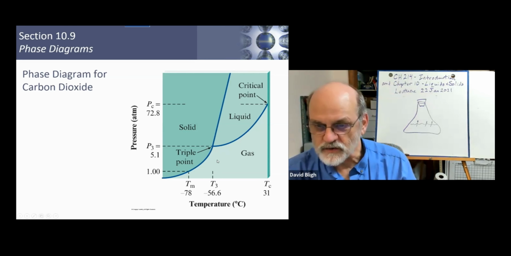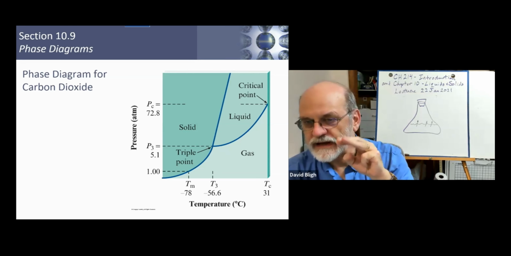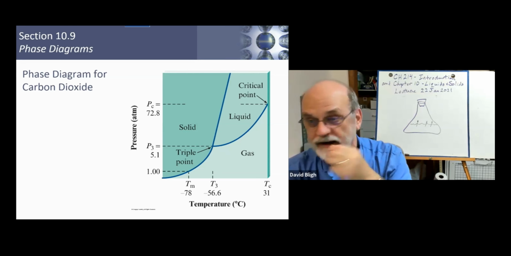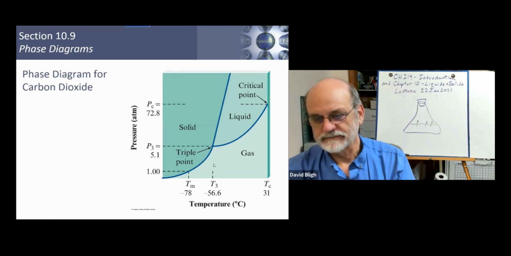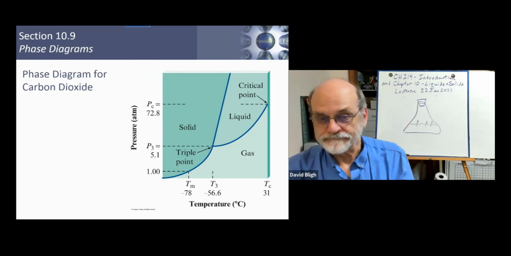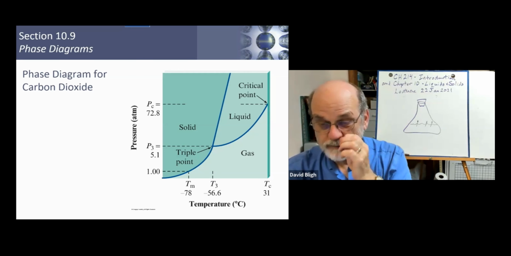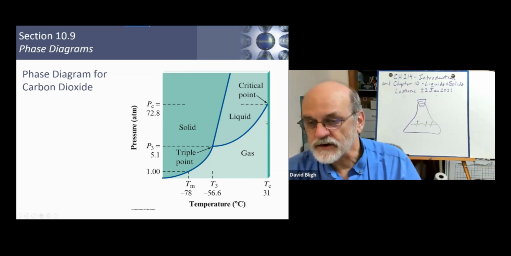There's one point on this graph, the triple point, where you have solid, liquid, and gas, all three at the same time. And it only happens at this temperature and this pressure. Okay? The other interesting point on the graph, and most phase diagrams have this, is the critical point.